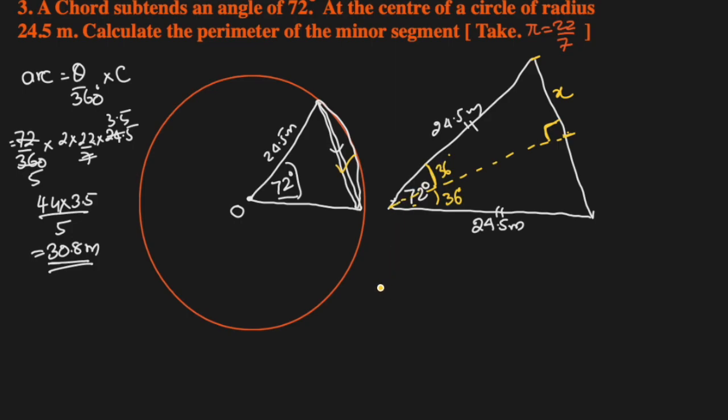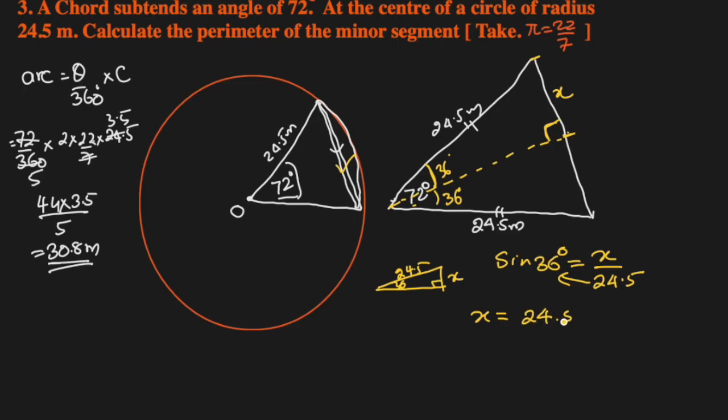So let's focus on this triangle. 36 degrees here, 24.5 here, and x we want to find. We can use sine. Sine 36 degrees equals opposite over hypotenuse. By cross multiplication, x is equal to 24.5 sine 36 degrees. It comes out to be 14.4 meters. So this is 14.4. This will also be 14.4.